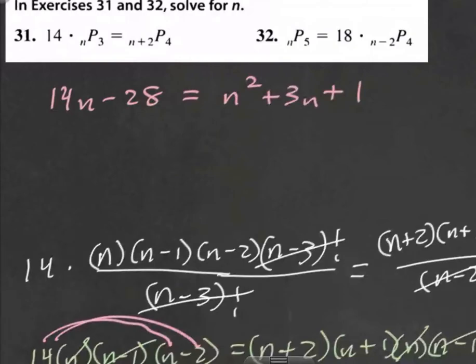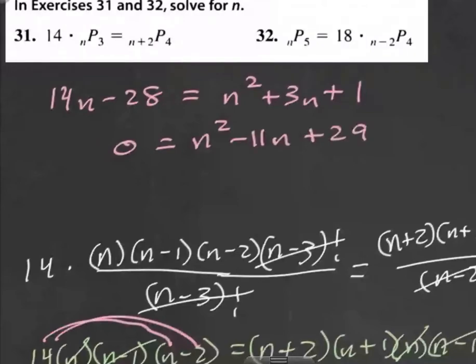All right, so then I got to get everything on one side. Looks like we have a quadratic on our hands. Let's move these guys to the other side. So this side's going to be 0. On the other side, I have n squared, and then it's going to be 3n minus 14n, so that's going to be negative 11n. And then I'm going to add 28, so I get 29.